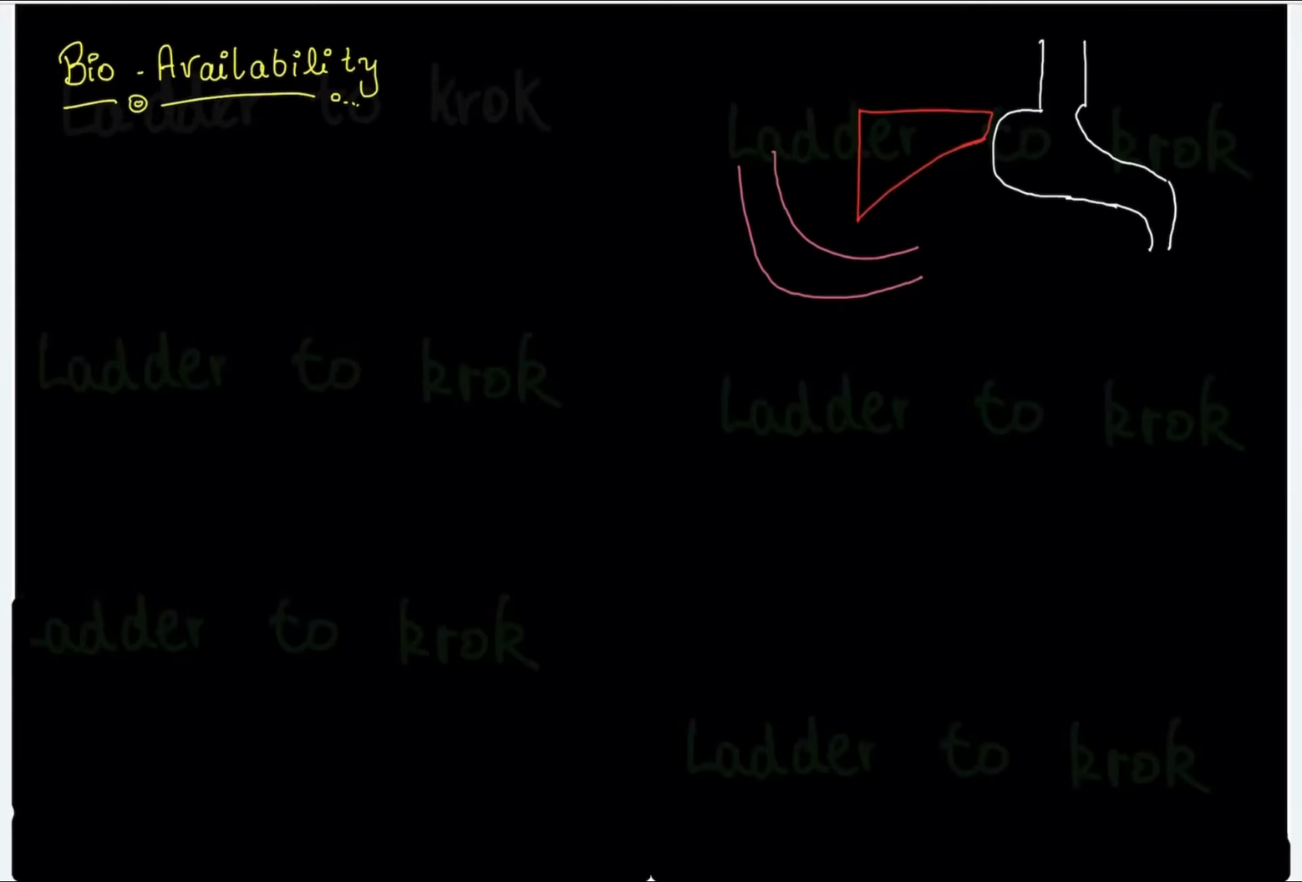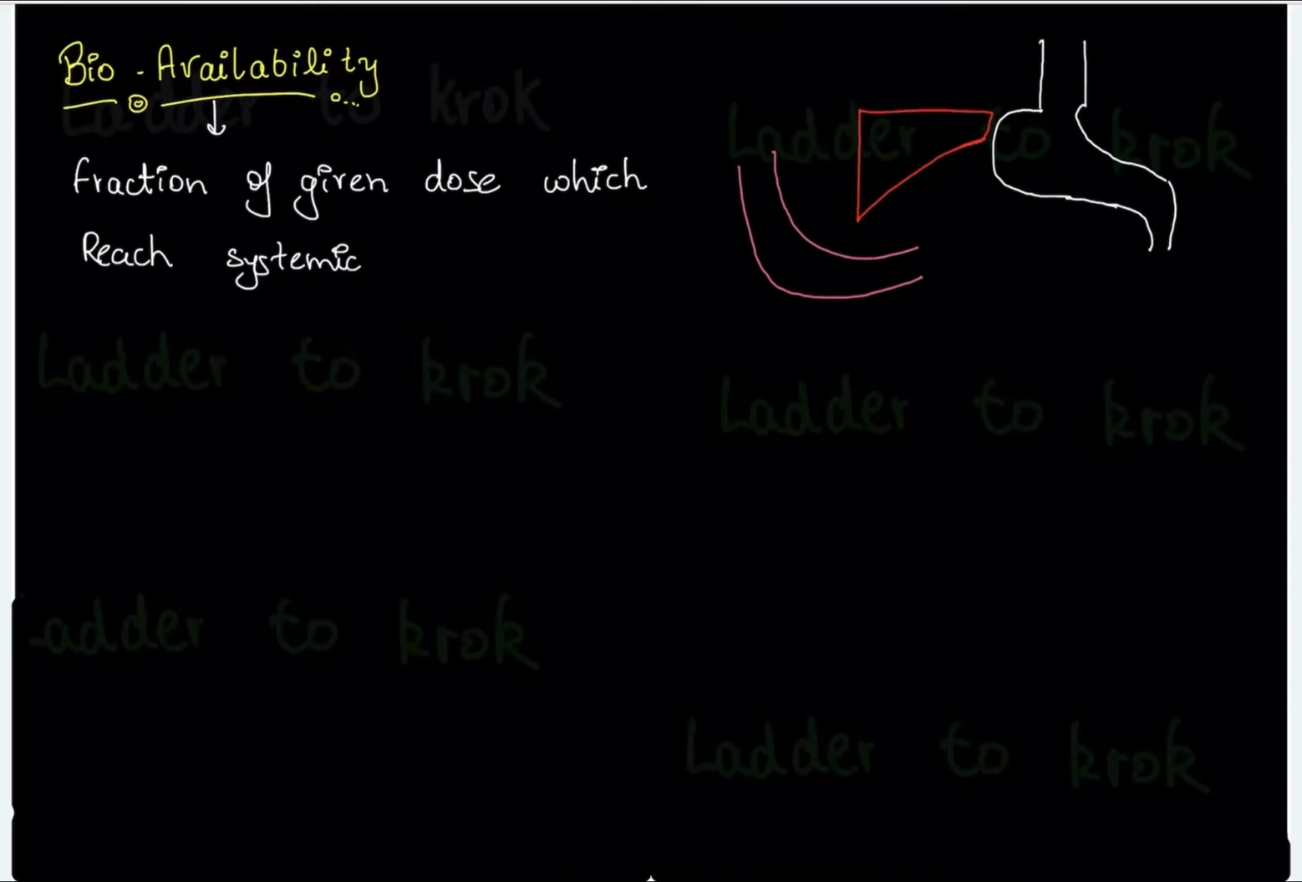Hello guys, now we are going to discuss bioavailability in this absorption part. So what is bioavailability? I am writing its definition. It is the fraction of a given dose which reaches systemic circulation. It means, if you take a drug orally, how much of that drug reaches into your blood.